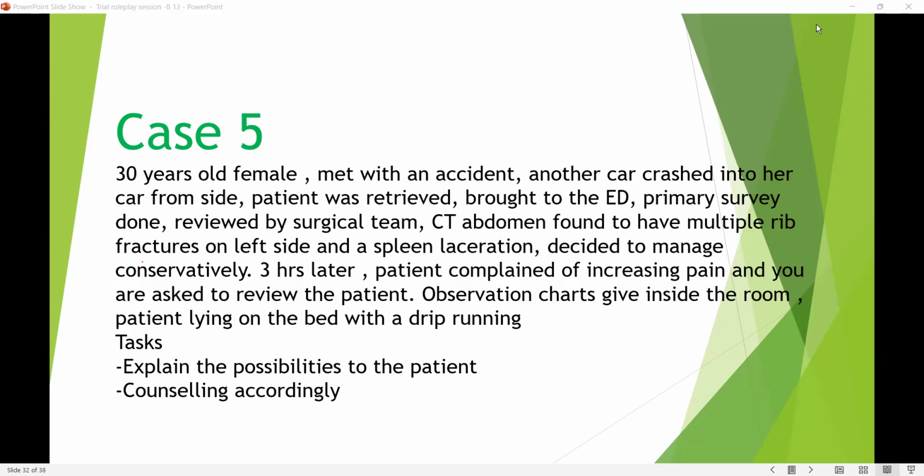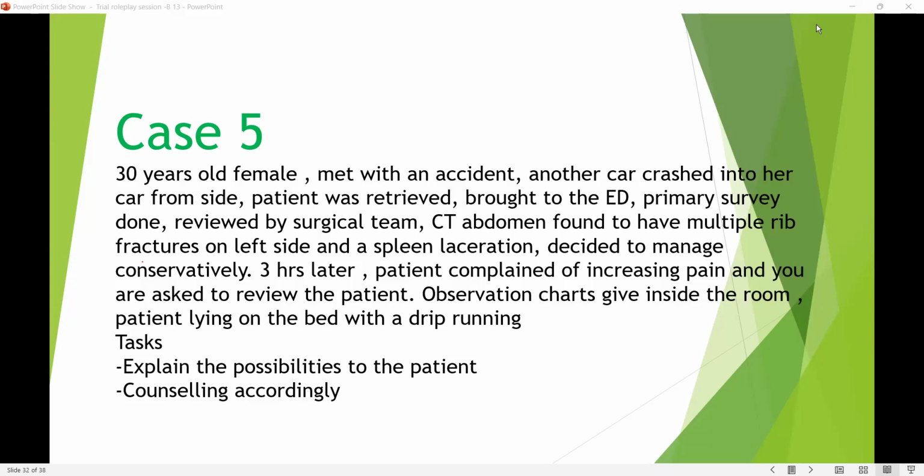Okay, your time's up. Dr. Abdul, nice try. Few things were very good. You checked the vital signs of your patient at the beginning, you noticed your patient was hemodynamically unstable, and you already mentioned how you're going to manage. That's nice. But then you lost your track, because your task was to explain the possibility to the patient.